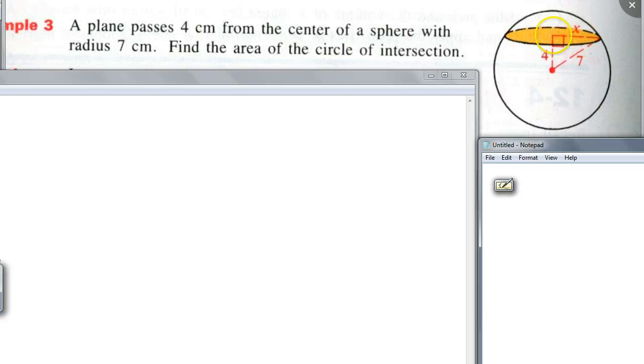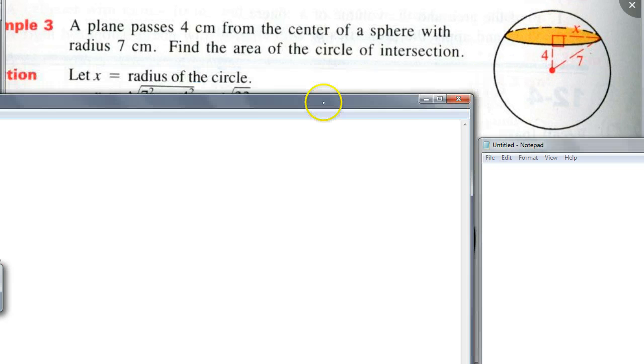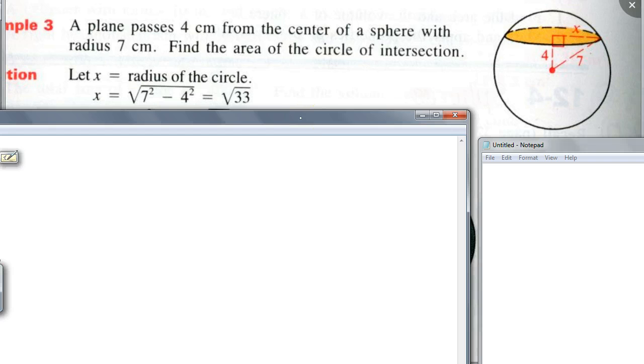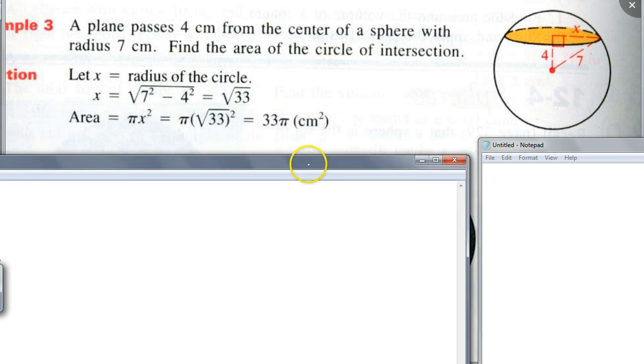All you have to do is find the radius of the circle. Well, how are you going to do that? Pythagorean theorem. How do they know this was 7 right here? That's the radius of the sphere, correct? And this is 4 because they told us it was 4 from the center of the sphere. So we can find the x. X comes out to root 33. And of course, to find the area of the circle, pi r squared. So you get 33 pi centimeters squared.